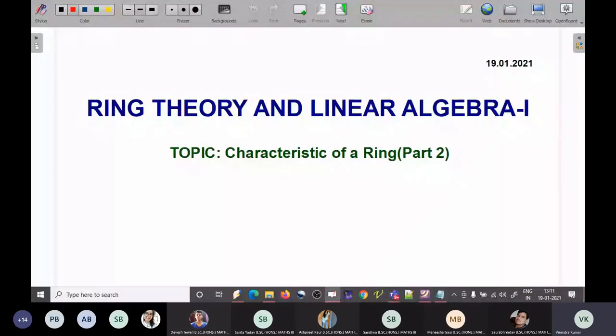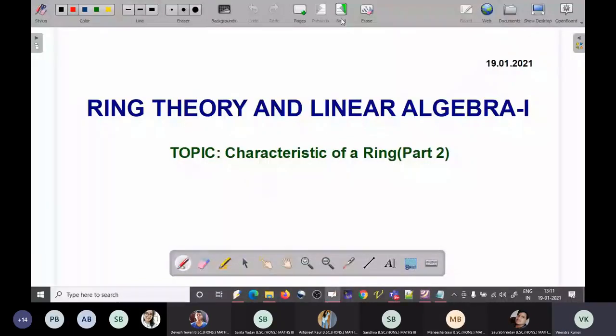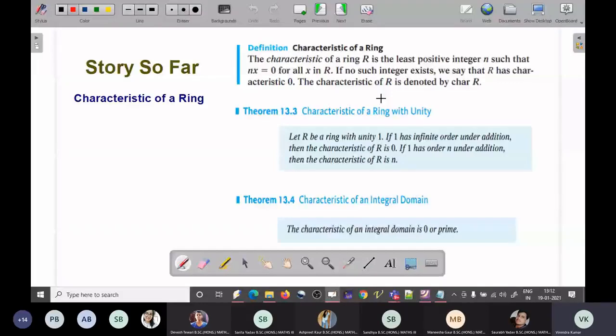Today's topic is characteristic of a ring. We are going to continue our discussion from where we left yesterday. So yesterday we discussed the characteristic of a ring, including the definition, and then we proved two theorems, namely 13.3 and 13.4 from our textbook, Joseph Gallian.